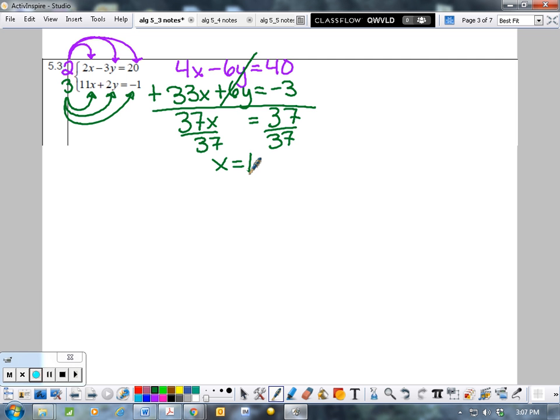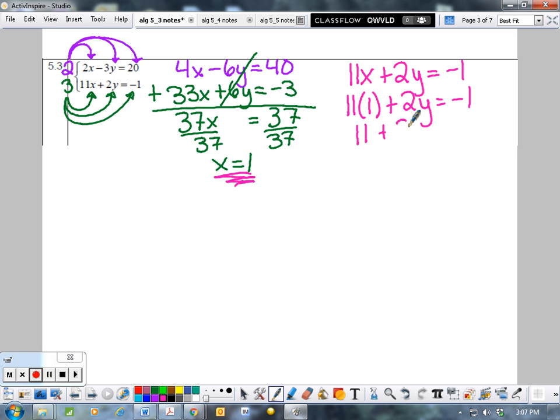And so there's half my solution. So now I'm going to go back to one of my original equations. It doesn't matter which one. I'm going to go ahead and use the second one this time just to be a little different. So my second one is 11x plus 2y equals negative 1. Since I know x is 1, I'm going to put that in the x spot. So this is really 11 times 1 plus 2y equals negative 1. I then multiply 11 times 1 is really 11. So 11 plus 2y equals negative 1.